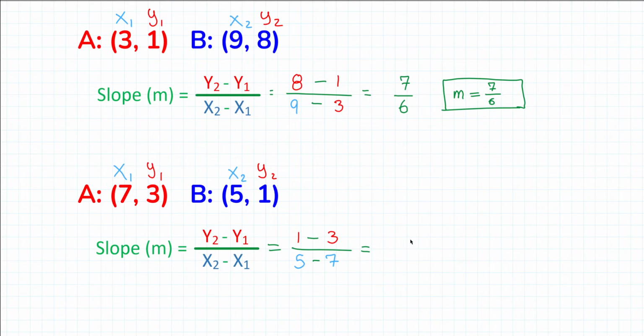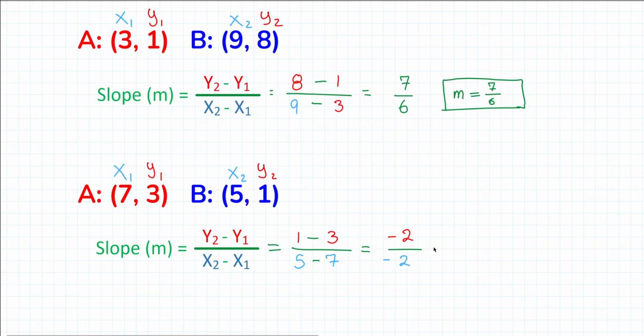1 minus 3 is 2. Nope, it's negative 2, Mr. Grapp. Thank you. 5 minus 7 is negative 2 as well. Ooh. And so we get a negative 2 over negative 2.